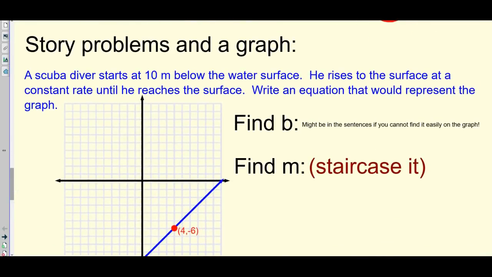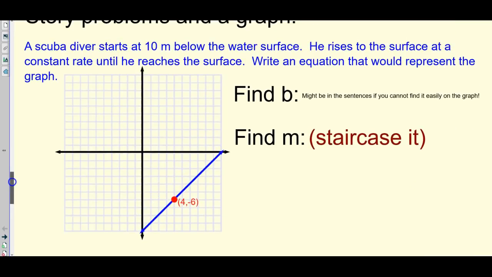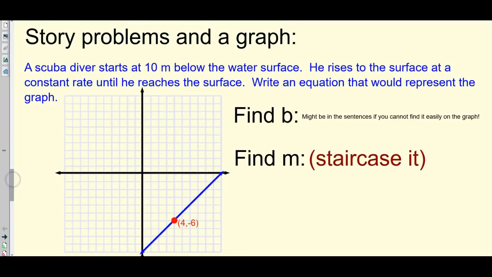One of the things that you're going to see is some more story problems in here. As you look at the story problems, you're going to have to read them. The information is in the problem and it's in the graph. So one of the things you can do is find your y-intercept, which is your b, because you may not be able to see it on the graph, but it's probably going to be in the sentence. So in the question I'm giving you here, a scuba diver starts at 10 meters below the water surface.